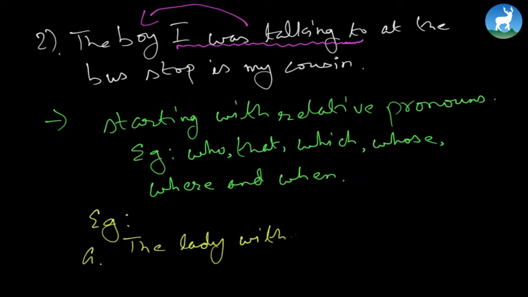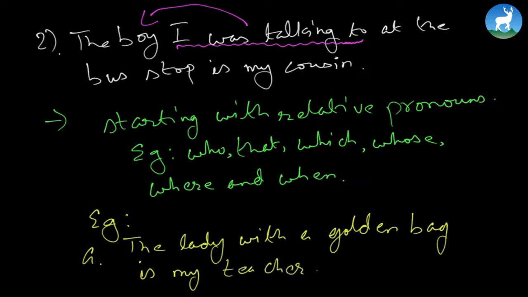One of the examples I like to give here: the lady with a golden bag is my teacher. Look at this. Here, "with a golden bag" narrows down the subject, which is the lady, and makes it particular. So we are talking about this lady. The lady with a golden bag is my teacher. Likewise, we can sometimes use that, which, whose, where, and when, depending on the sentence structure.